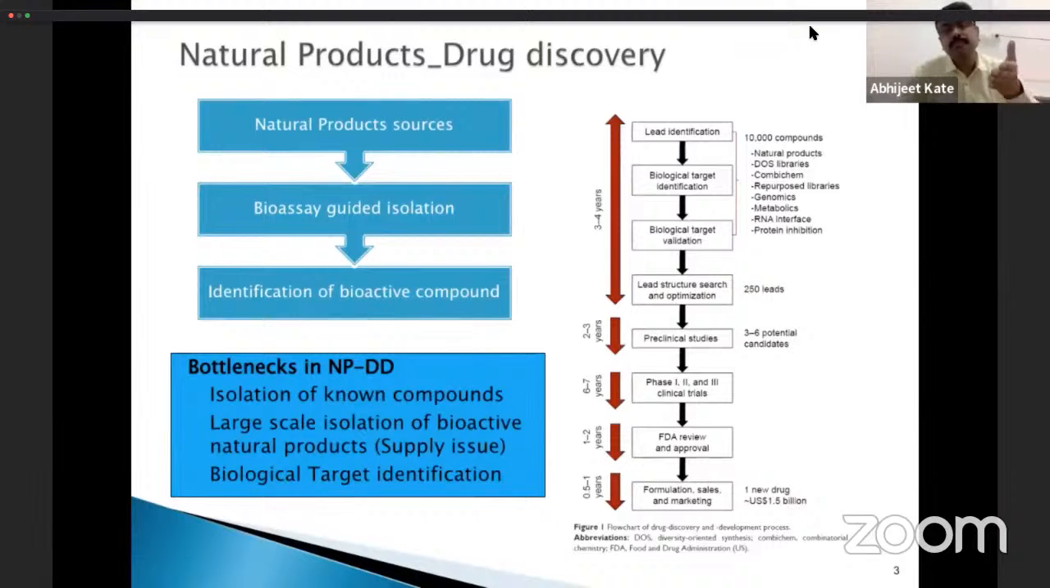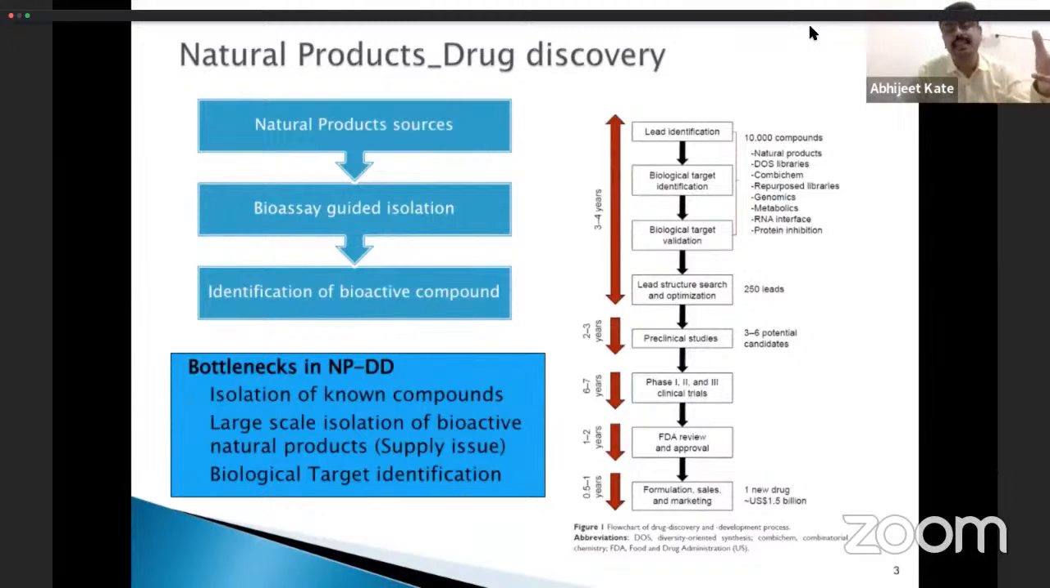So now when you don't know the exact role, or when you don't know how this molecule is going to be used, then it is difficult to connect these two things. This is a big task. Generally, people follow bioassay guided isolation.